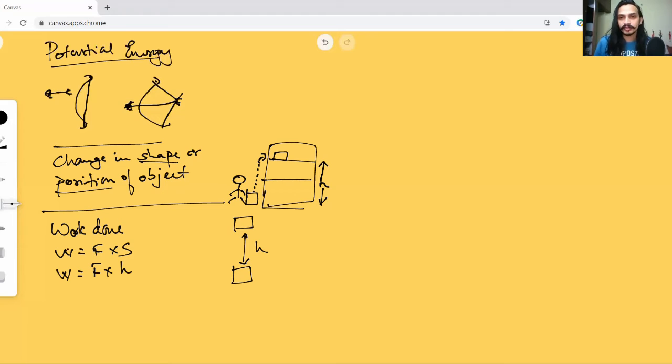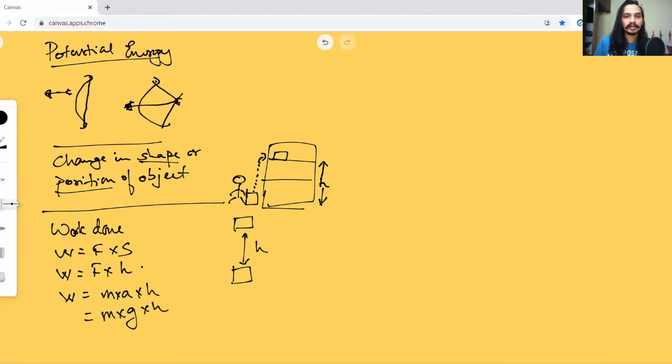Now, what is this force? Force is nothing but mass into acceleration, m into a. So I can write work as m into a into h. Now, which acceleration is this? We are not really accelerating the body. However, we work against the acceleration due to gravity, which is the downward force that pulls an object down. So if I talk about the acceleration here, a is nothing but g. So I'll say m into g into h.